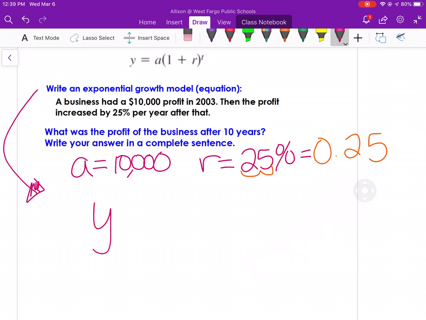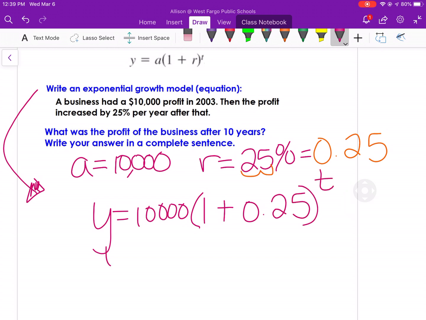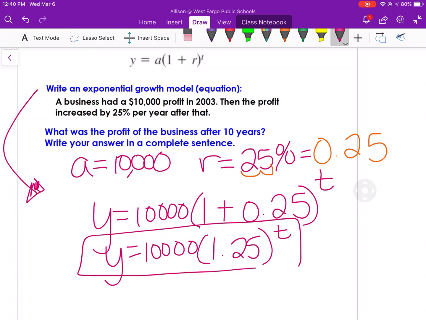So then it's y equals the starting value times 1 plus the rate to the t. And I can simplify that a little bit by saying that it's 10,000 and 1 plus 0.25 is 1.25 to the t. So this is the model that represents this situation. The business is growing at 25% per year. So increased tells me it's growth, and then 1 plus r shows me in the equation that it's growing.